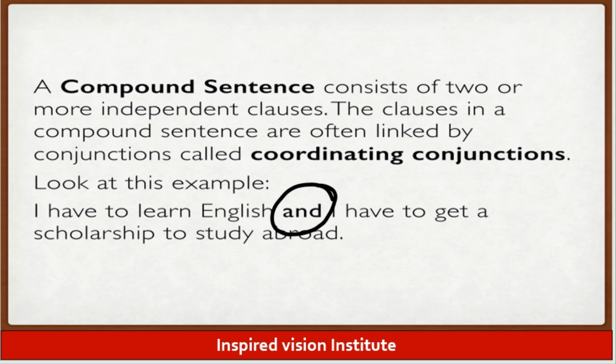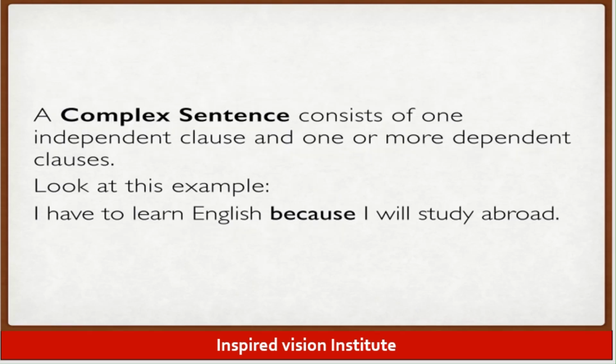So a compound sentence consists of two or more independent clauses combined with coordinating conjunctions. We will discuss coordinating conjunctions in detail again, but if you want to know, we have for, and, nor, but, or, yet, and so. These are the coordinating conjunctions that we normally use to combine two independent clauses to make a compound sentence.